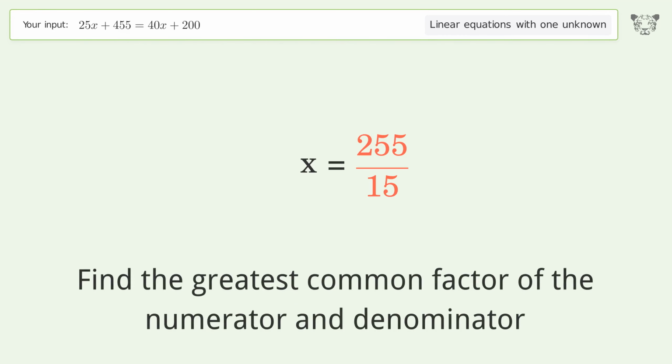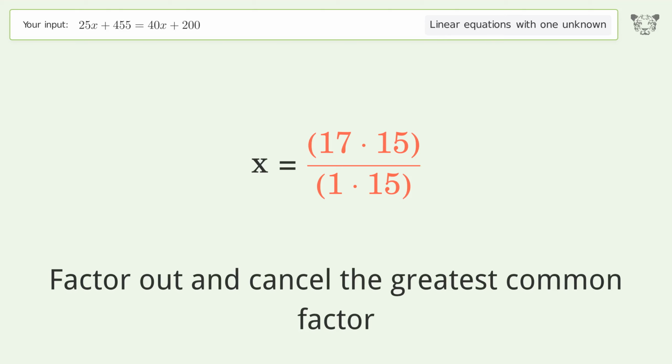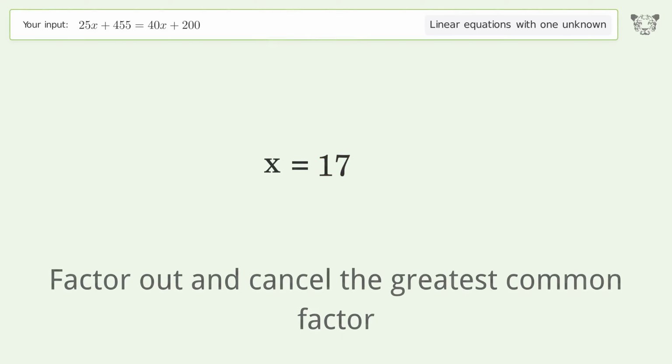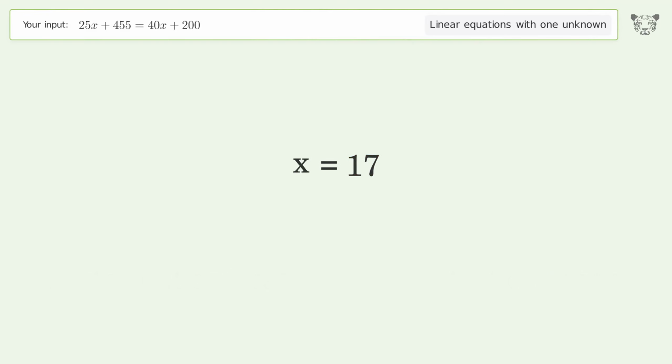Find the greatest common factor of the numerator and denominator. Factor out and cancel the greatest common factor. And so the final result is x equals 17.